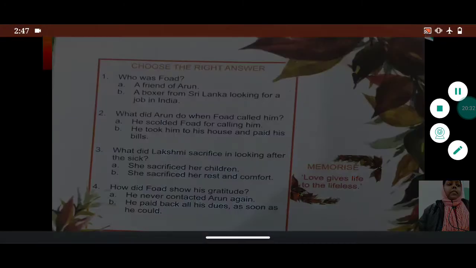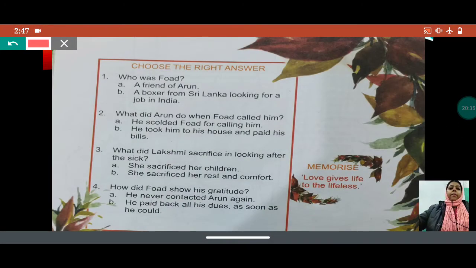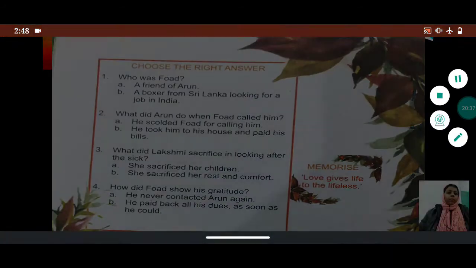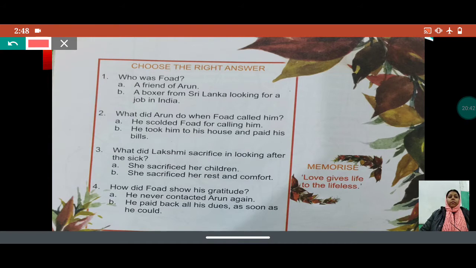Now, students, let's see some questions related to this chapter. It is saying, choose the right answer. Number 1, who was Ford? Option A, a friend of Arun. Option B, a boxer from Sri Lanka looking for a job in India. Who was Ford? He was a boxer from Sri Lanka looking for a job in India. So, you will take option B.